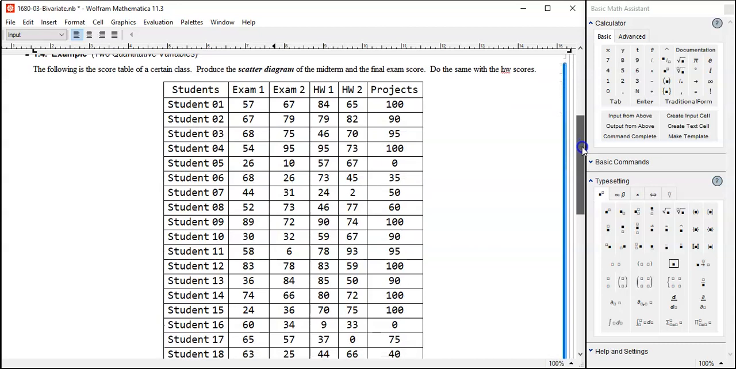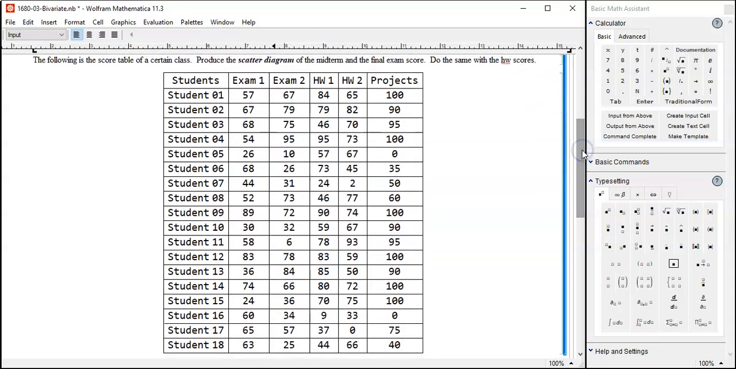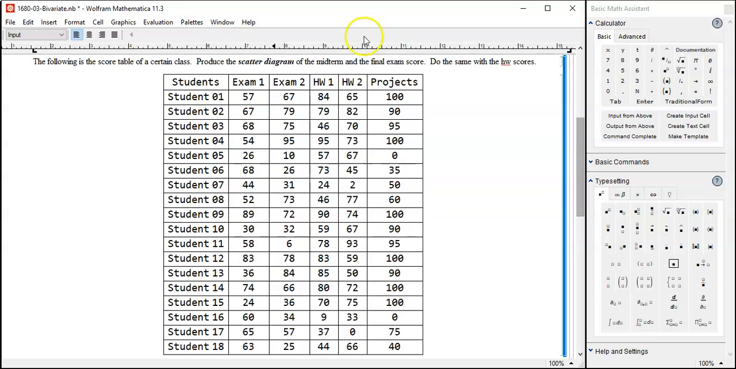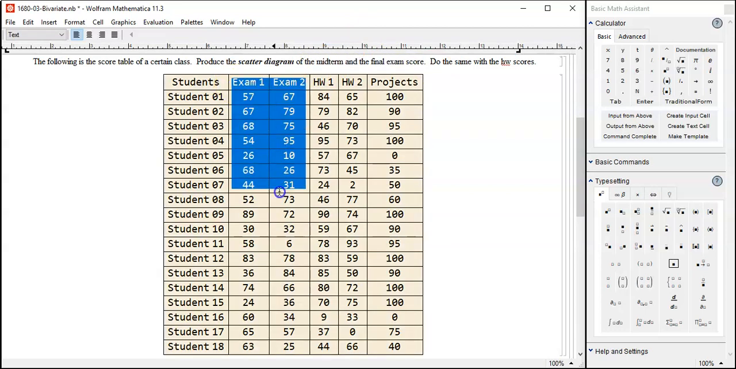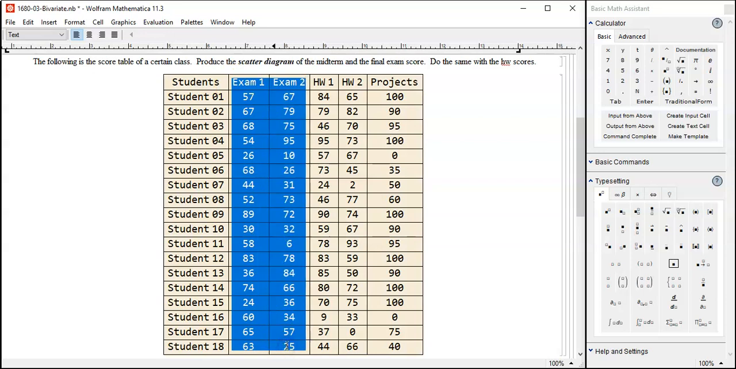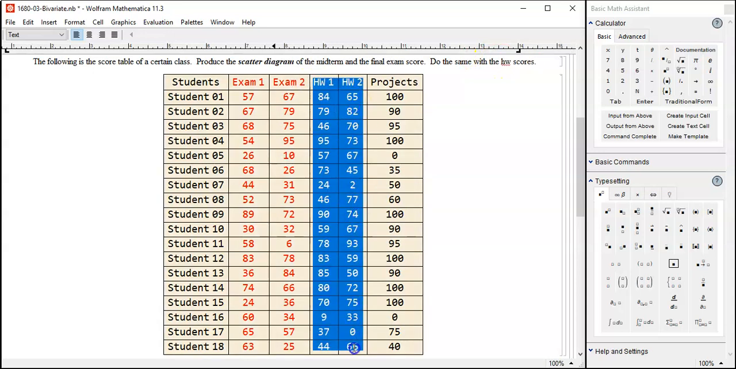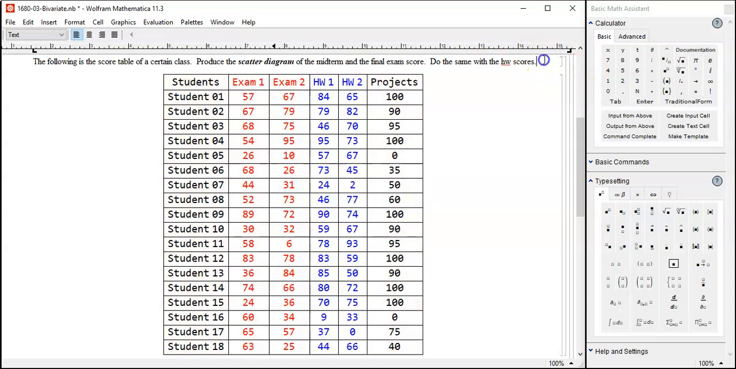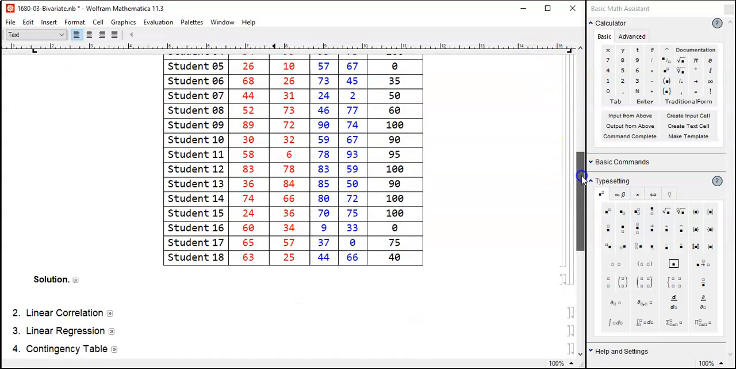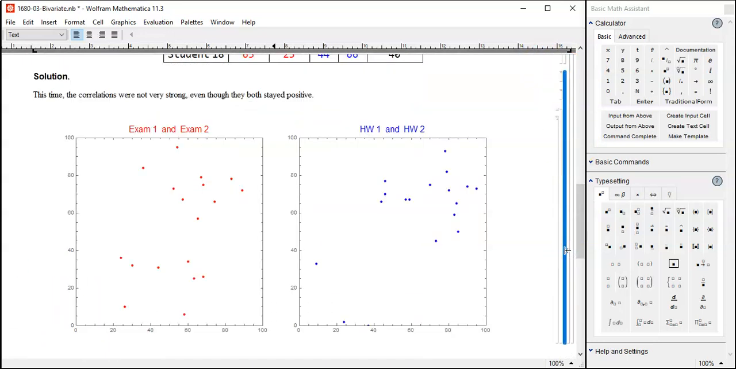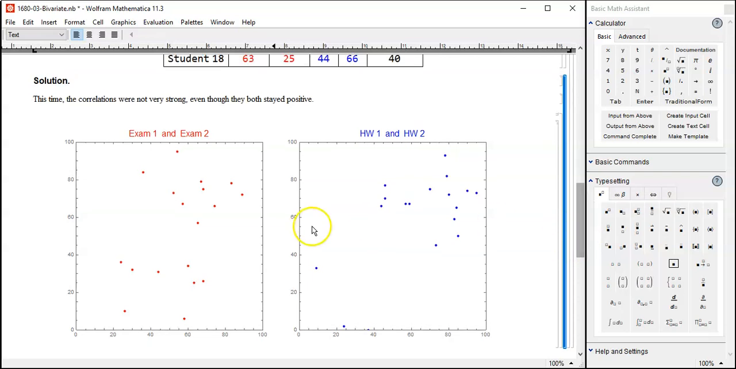Here's an example. We have this data set of a certain class, a score distribution, and we can form a bivariate data simply by selecting any two columns. The problem set, midterm and final exam score. Let's select midterm and final, and also do the same with homework scores, homeworks 1 and 2. And here are the associated scatter plots, exam 1 and 2, homework 1 and 2.